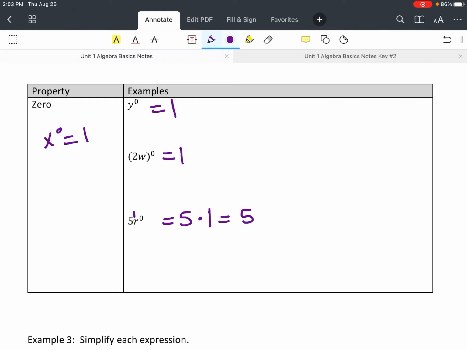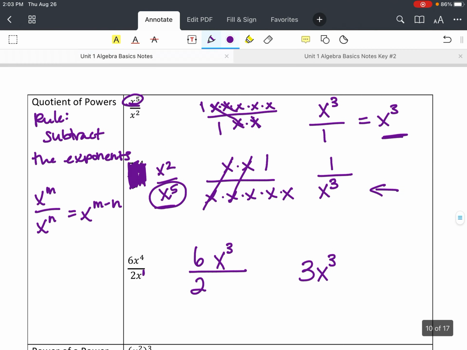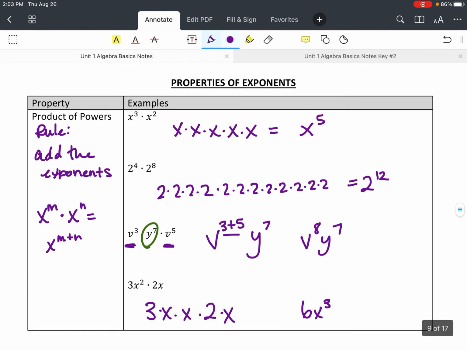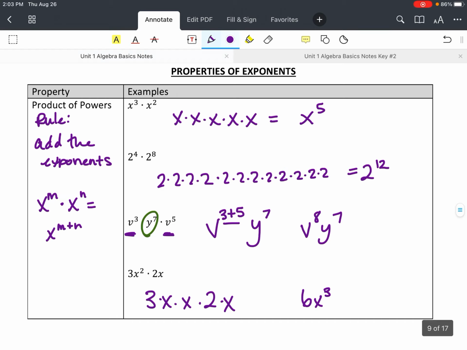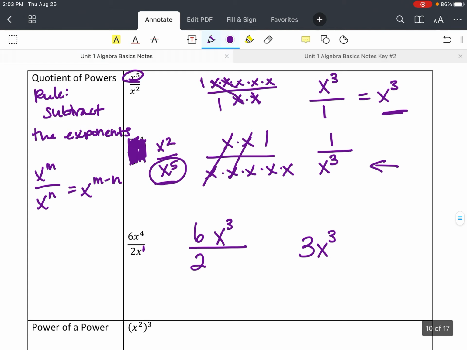Now you may see some fractional examples where they are following either the 0 property, the quotient of powers property, or the product of powers property. Please note that the rule remains the same regardless of whether the exponent is an integer or a fraction. If you are multiplying, you just add the exponents, so you would add the fractions. And if you are having a quotient or dividing, you would subtract the exponents. That doesn't matter if it is a fraction or an integer.